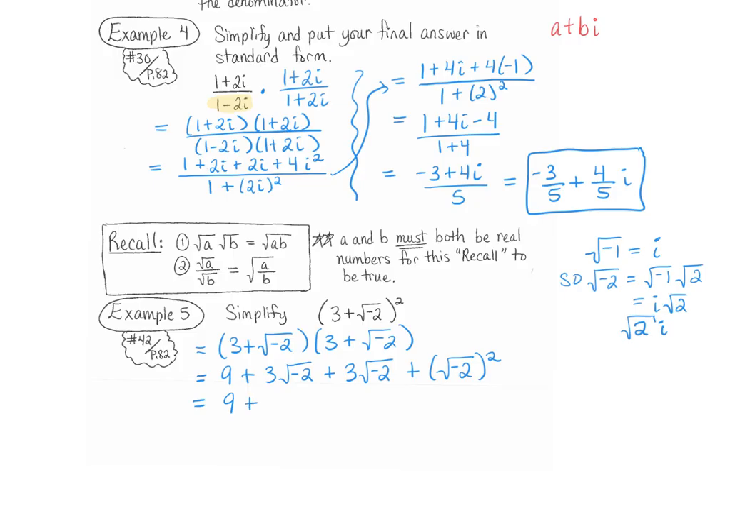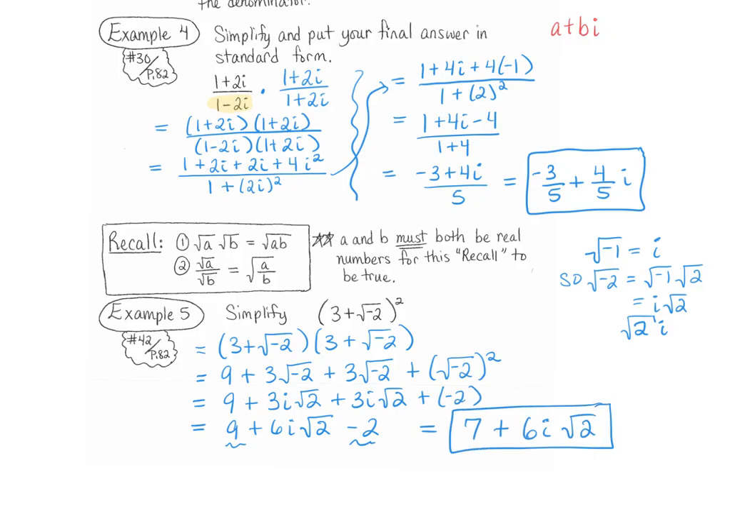So this is 3i square root of 2 plus 3i square root of 2 plus, when you take the square of a square root, they cancel, leaving us with negative 2. So plus a negative 2. Simplify by combining like terms. So we have 9 plus 6i times the square root of 2 minus 2. So then 9 minus 2 is 7. So we get 7 plus 6i square root of 2. And that's your final answer. Okay, that's complex numbers. Do your homework.